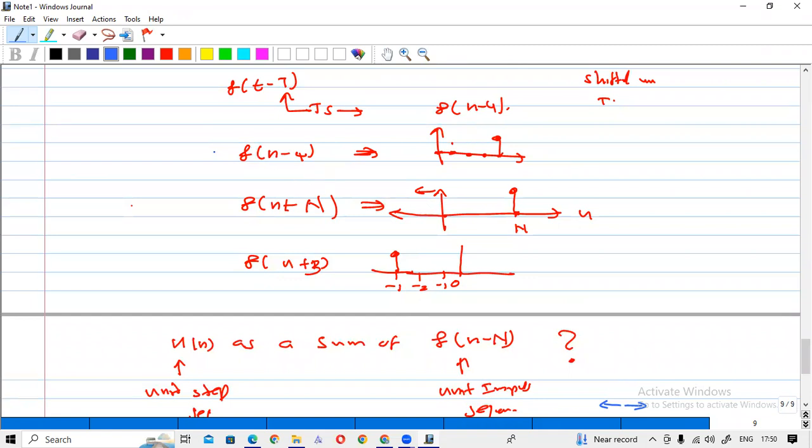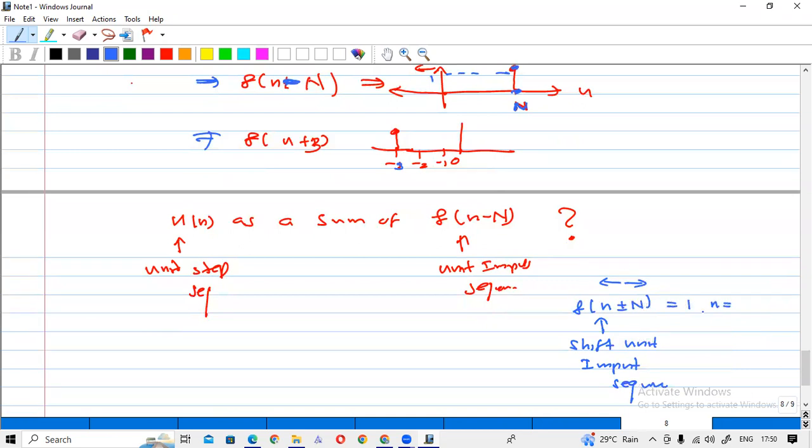So here I have drawn the shifted unit impulses. This is n minus 4, so this is 0, 1, 2, 3, 4. This is n plus 3, so it is 0, minus 1, minus 2, minus 3. And this is n minus capital N. So at the capital N sample, you have an impulse. The value is always 1. So when n is equal to what does this become 1?